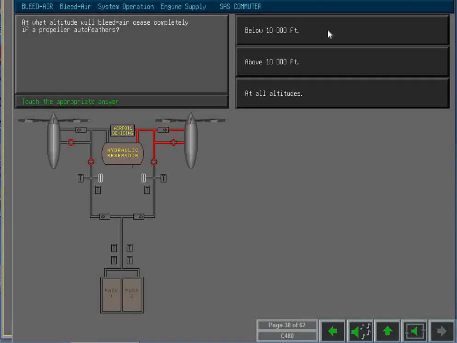At what altitude will bleed air cease completely if the propeller auto-feathers? Yes.